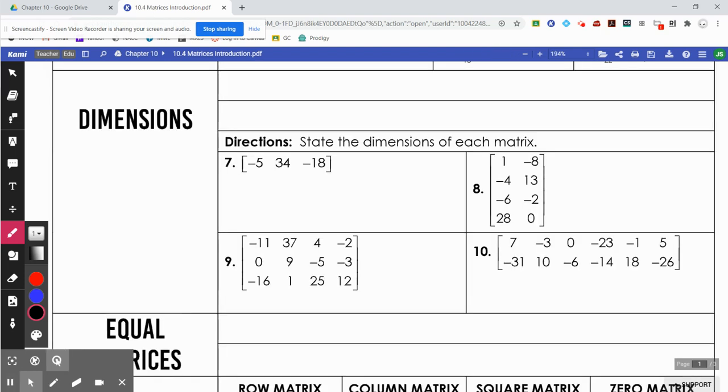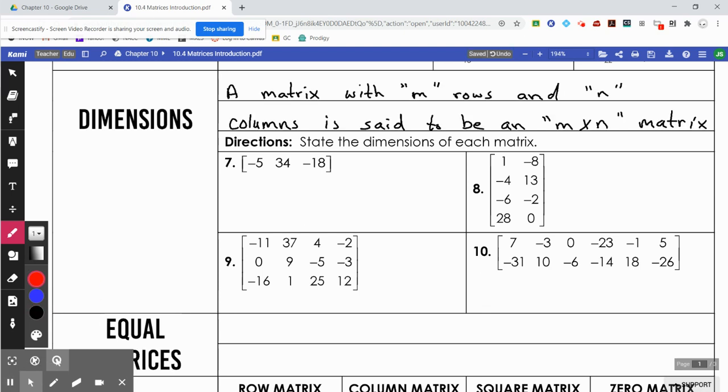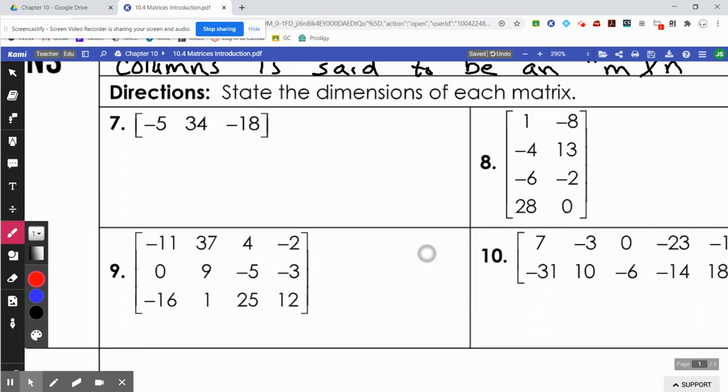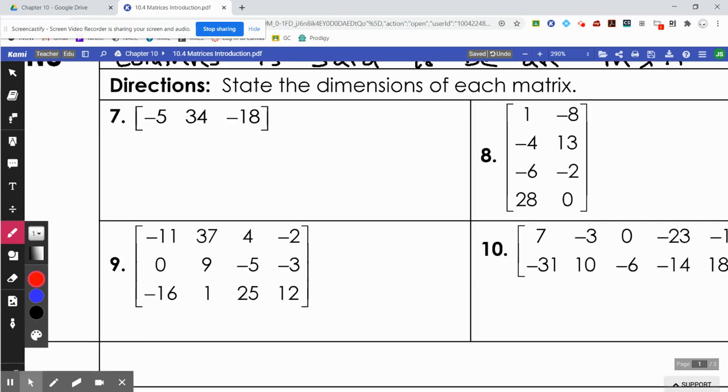Next up, let's talk about the size of a matrix. And we call the size of a matrix the dimensions. A matrix with m rows and n columns is said to be an m by n matrix. So starting on number 7, let's state the dimensions. So again, we name a matrix by rows by columns.